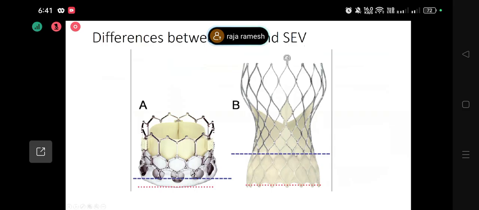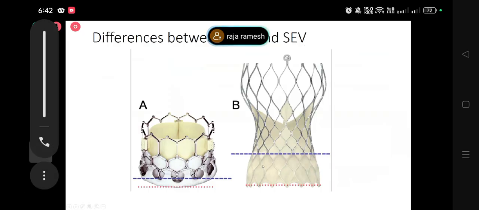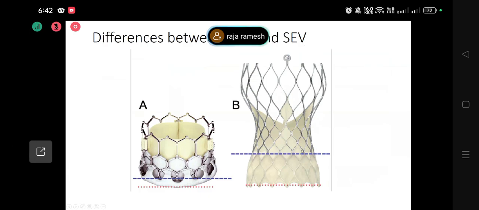Why have they designed this supraannular leaflet position? Because the opening will be larger at the supraannular position than at the annular position, so that we can get a better EOA, that is effective orifice area. So there will be less patient-prosthesis mismatch and better hemodynamics in the case of a self-expanding valve or supraannular valve.